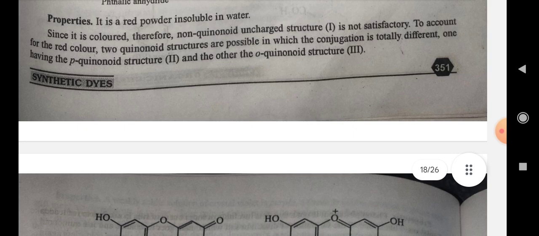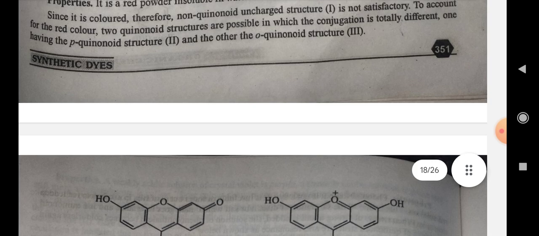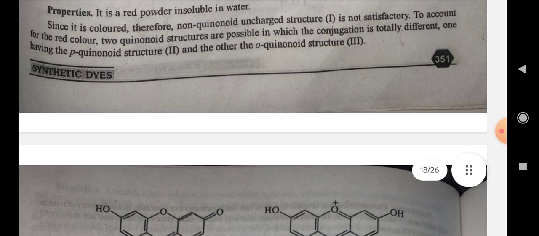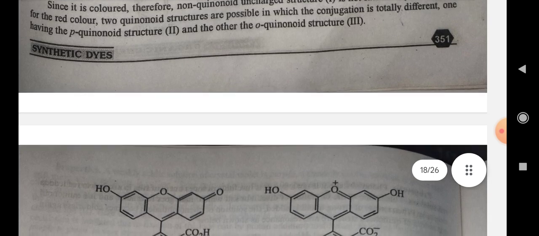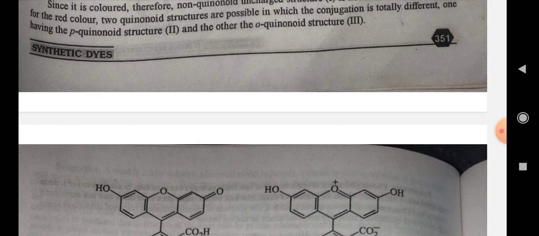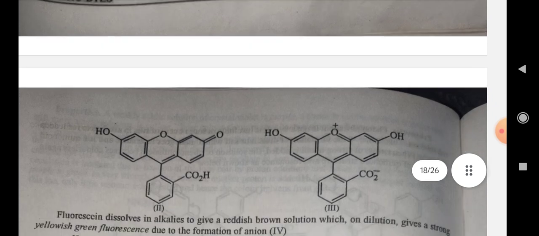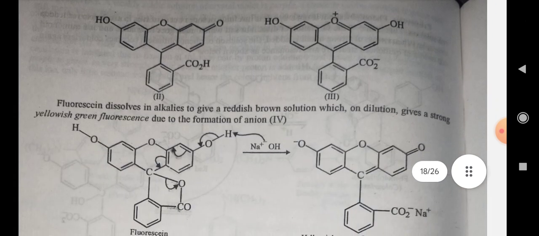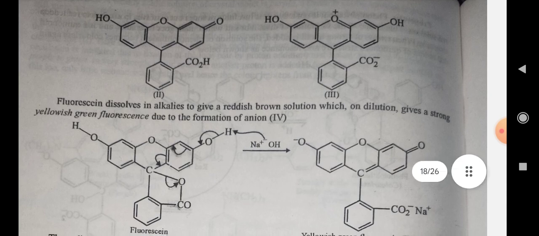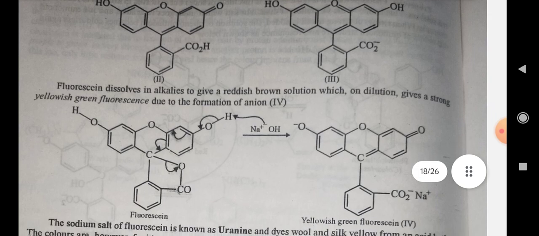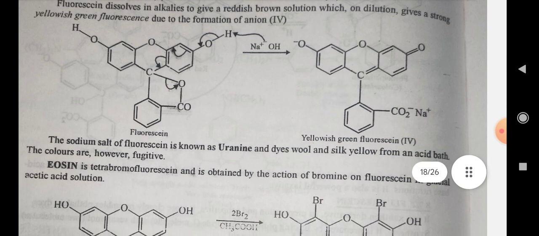Properties: it is a red powder insoluble in water. Since it is colored, the non-quinonoid uncharged structure 1 is not satisfactory to account for the red color. Two quinonoid structures are possible in which the conjugation is totally different, one having the para-quinonoid structure and the other the ortho-quinonoid structure. Fluorescein dissolves in alkalis to give a reddish brown solution. On dilution it gives a strong yellowish green fluorescence due to the formation of the anion.